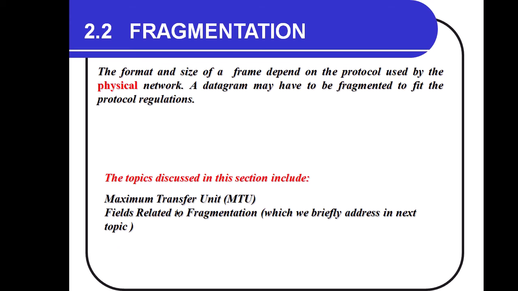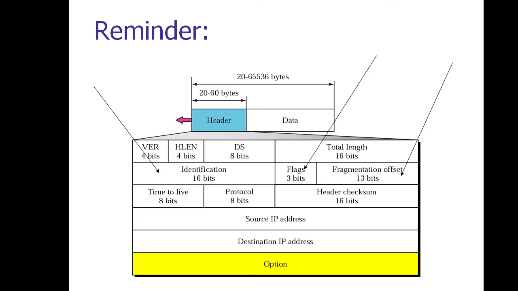Routers often have MTUs associated with them. It's the maximum transmission unit. Just to remind you, the 3 relevant fields that we're going to look at now to discuss fragmentation are identification, the flags bit, and the fragmentation offset, which is 13 bits long.